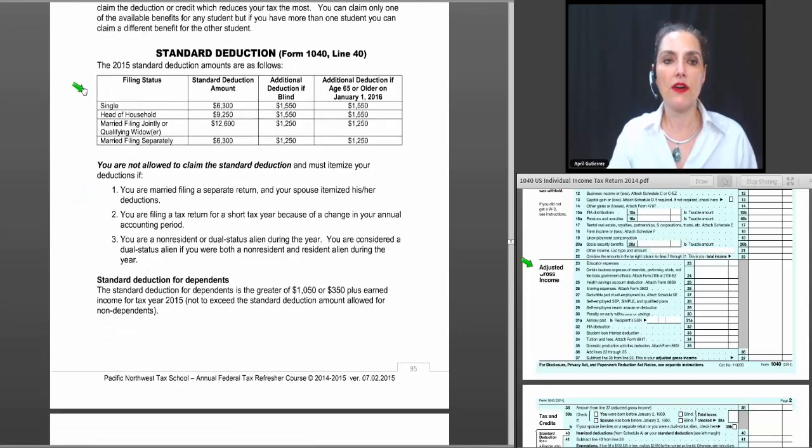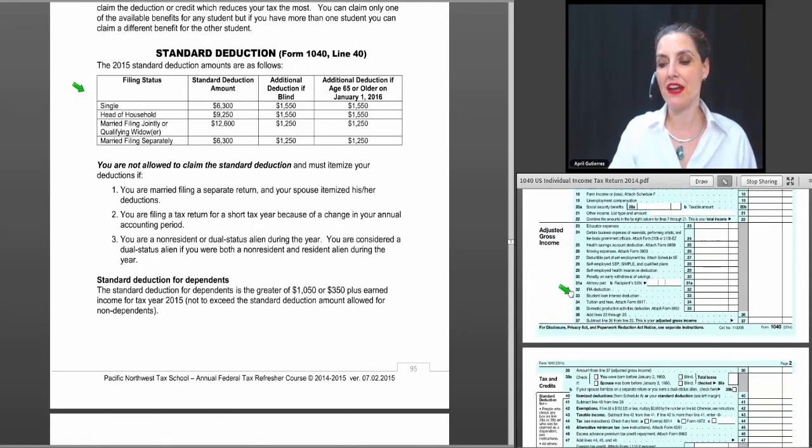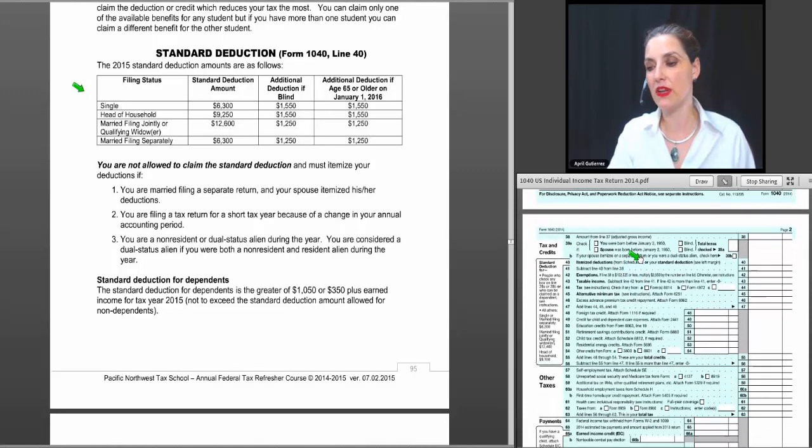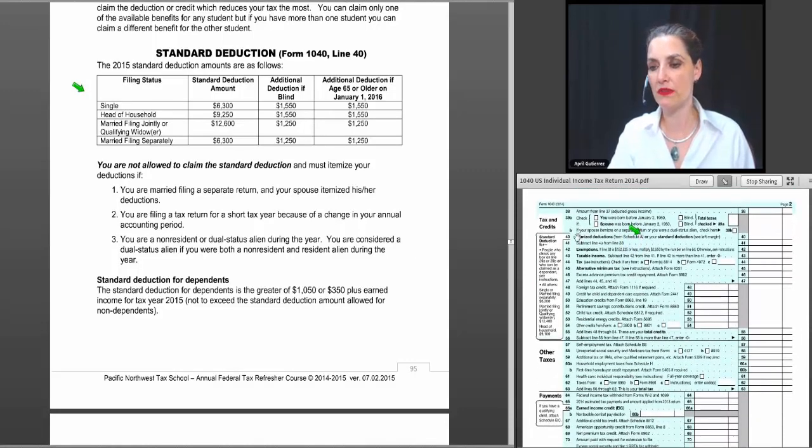And let's talk now about the standard deduction, because we've finished already those few adjustment items that the IRS wanted us to cover in today's class. So we're now moving over to page 2 of the Form 1040, and we're getting over to line 40, where you enter either your itemized deduction or your standard deduction. And for 2015, the standard deduction amounts are as follows.